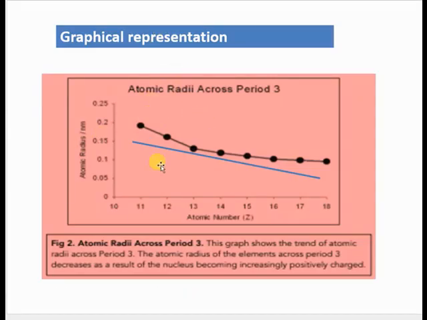So graphically, we can represent the atomic radius across the period like this. This is atomic radius, and this is the atomic numbers across the period. So atomic radius decreases, as you can see the graph going from sodium, magnesium, decreasing down. So atomic radius decreases across the period.